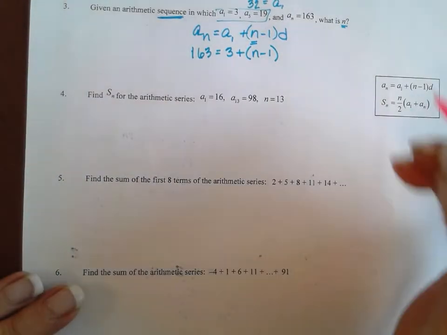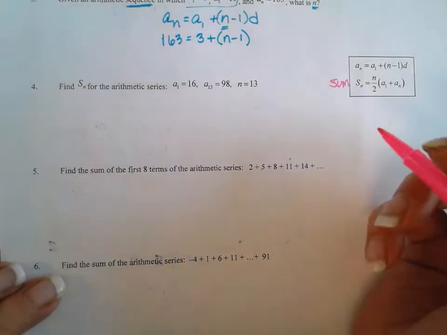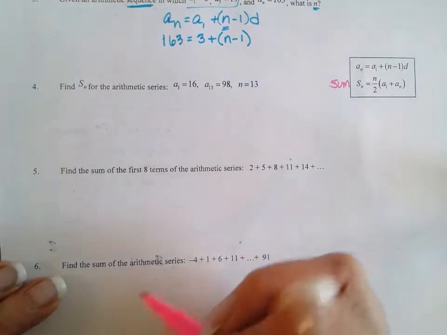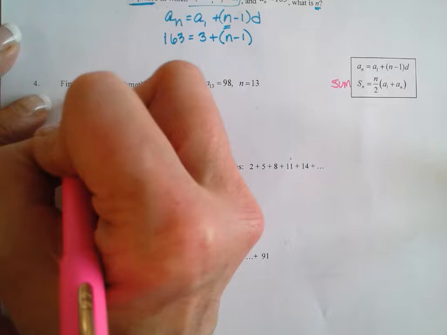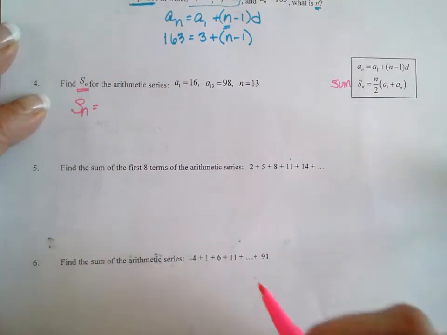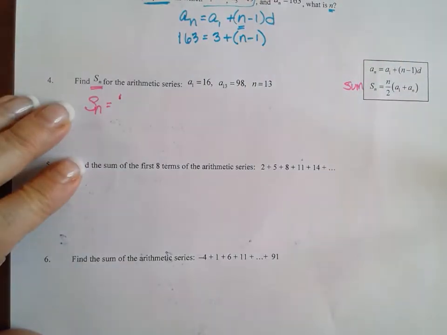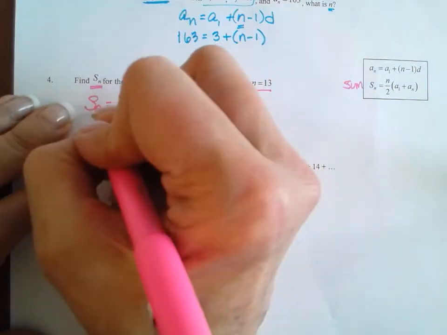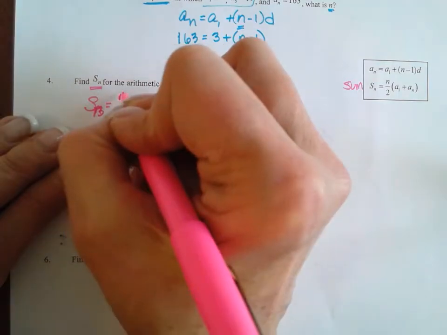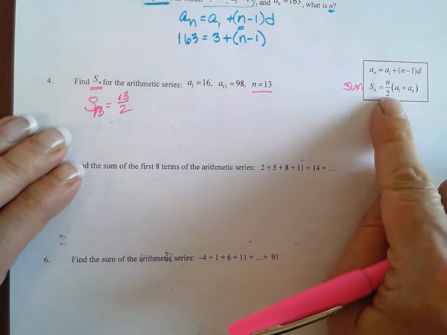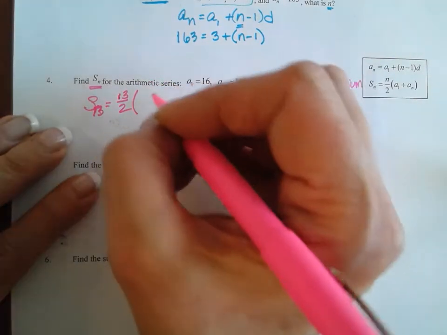Okay, so now I'm going to use the second formula because I just want to find the sum, so I have S sub n, and I know that n is 13, so I'm finding the sum of the first 13 terms. So 13 divided by 2 times my first term and my 13th term.